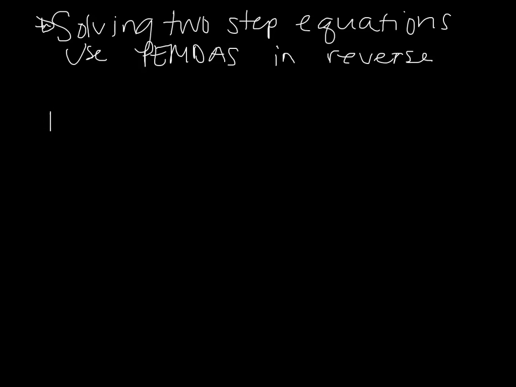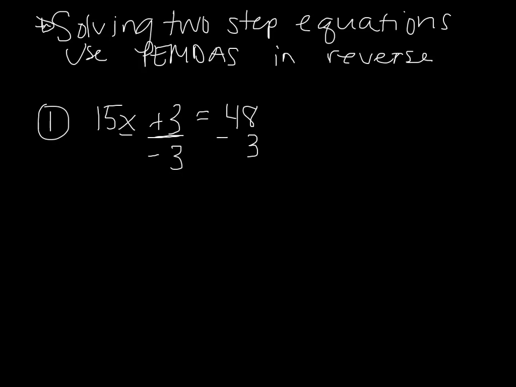Okay, so the first example that you would get is 15x plus 3 equals 48. Okay, so here's the deal. I can't divide this whole thing by 15. So I'm going to get rid of this 3 first by subtracting 3 from both sides. Why did I get rid of that 3? Because I want to get x by itself. Right now x has got a 15 and a 3 bothering it.